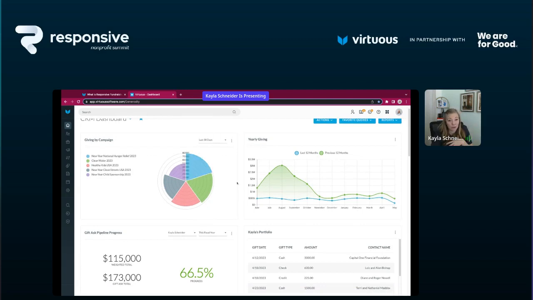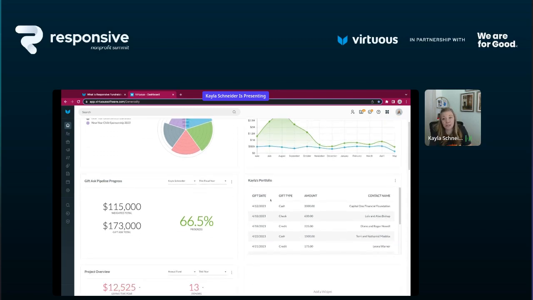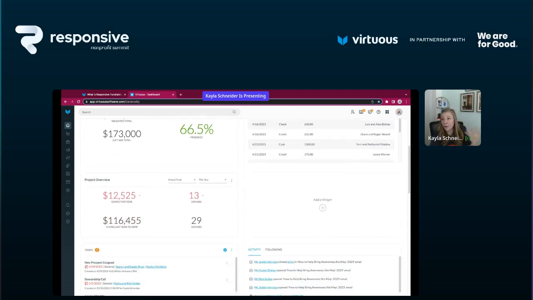So what's happening year over year, as well? If I'm a major gift officer, what's going on in my portfolio? Who's just given? Who should I reach out to? Understanding where my pipeline and my progress is, but also looking at a project or a fund where money is designated, understanding what that looks like.